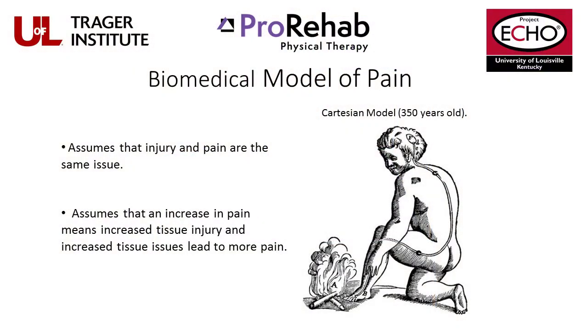So to start off, we have to look at the old conceptual model of pain, which is still in use today. We call it the biomedical model of pain, and it's based on observations by Descartes, and it's over 350 years old. This model just assumes that pain occurs as a result of injury. As you can see in this picture, the person has their foot in the fire. A pain signal input goes into the nervous system up to the brain.